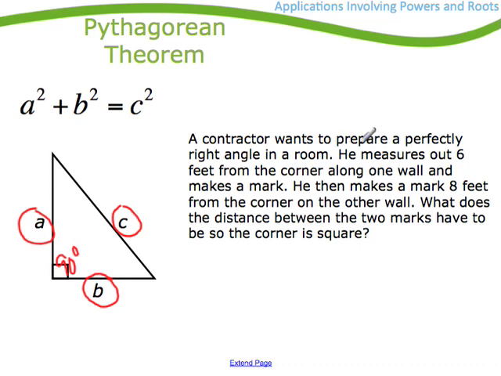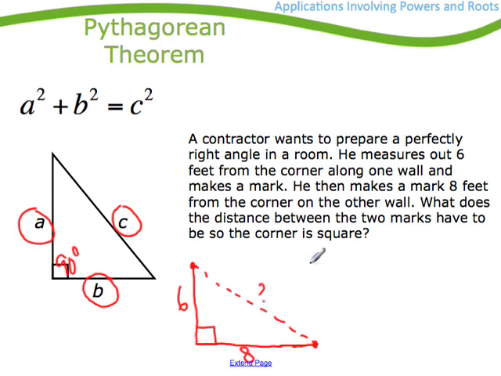And let's try that. A contractor wants to prepare a perfectly right angle corner in a room. So here he goes. He wants to get a perfect right angle right there. So he measures out 6 feet along one wall, and then he measures 8 feet out along the other wall. So the question is, what does this distance have to be from the point where he marked 6 and the point where he marked 8? What does this distance here have to be?